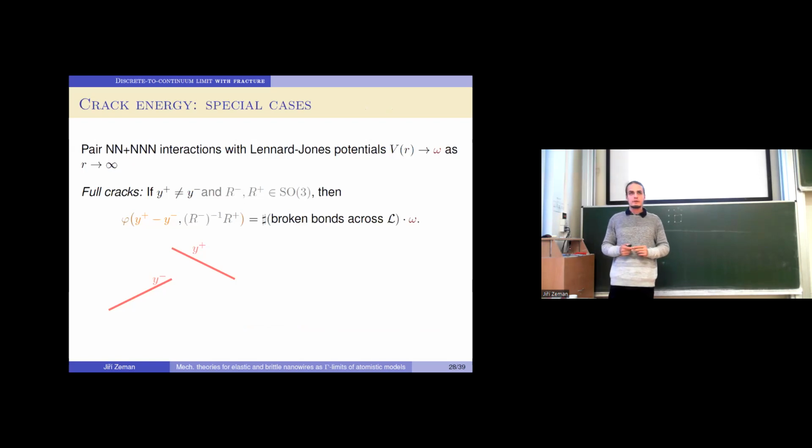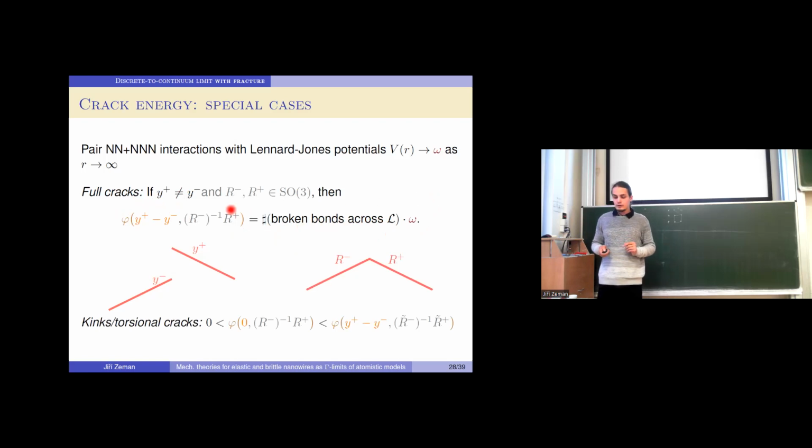Since the expression for the crack energy is a bit involved, let's start with some elementary case. So let's take the specific examples of nearest neighbor and next to nearest neighbor interactions with Lennard-Jones potentials that approach some asymptotic value. And then if we have a full crack, so the one-sided limits of the deformation don't match at the crack point, then this fracture energy is given by the number of broken bonds across the cross-section times this asymptotic value.